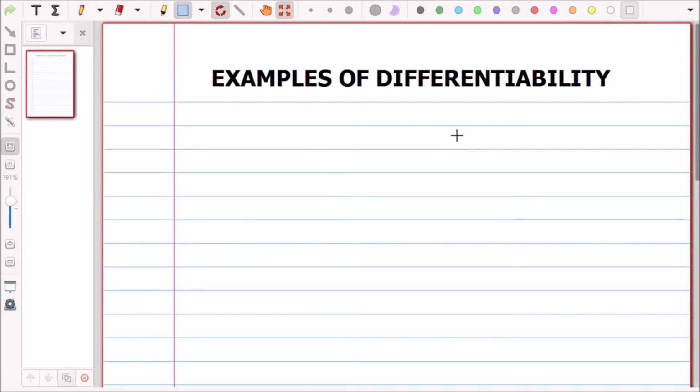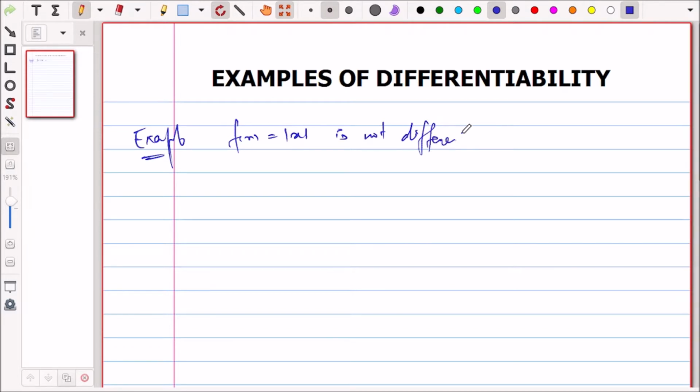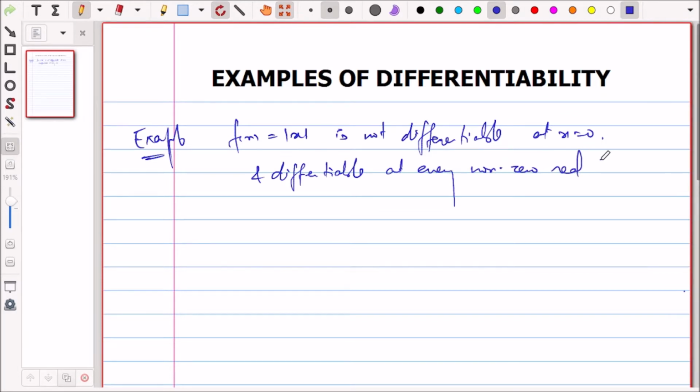Okay, so we have already seen in one of our classes that mod x is not differentiable. f(x) equal to mod x is not differentiable at x equal to 0. We have already seen this, right? It is differentiable at all other points, but not at x equal to 0, and differentiable at every non-zero real number c, right?